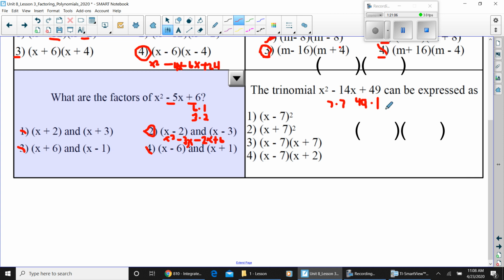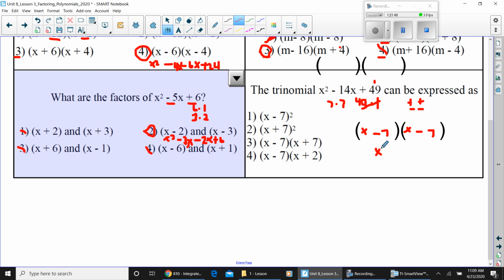All right, so the last one, you have x squared minus 14x plus 49 can be expressed as, so I'm just going to put down x and x. I need a 14, so these two are out, so it's definitely 7 and 7. I need to multiply to a positive 49, so it's either positive positive or negative negative. I have to add or subtract to a negative 14. So the only way to do that is this.